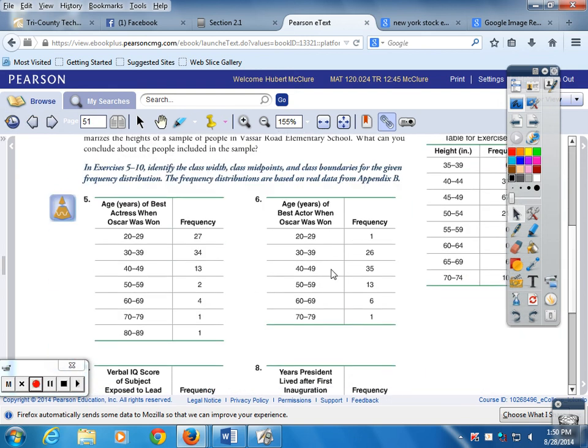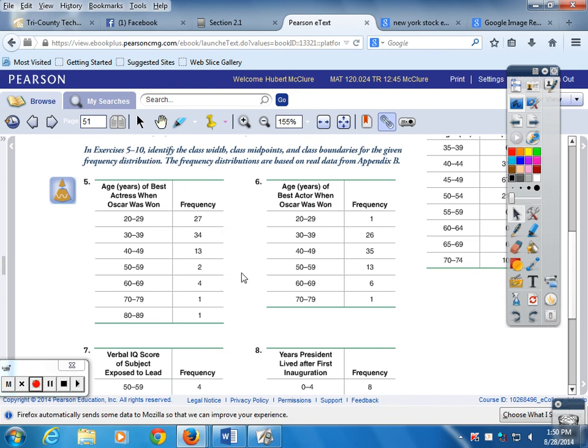Here we go. You do number 5 on page 51. Number 5 on page 51. Y'all do that one.